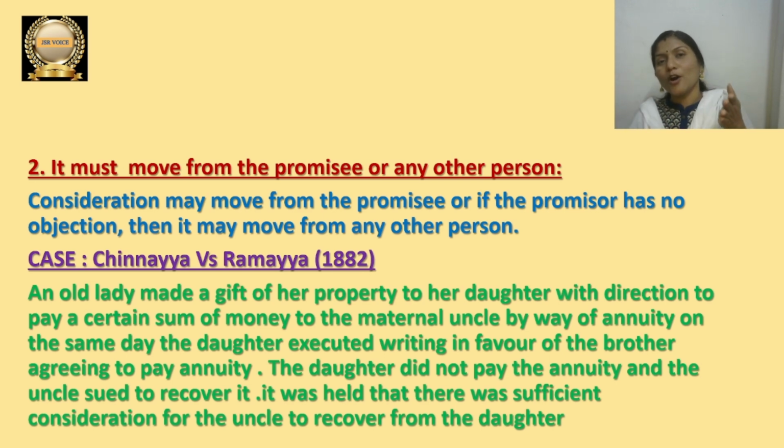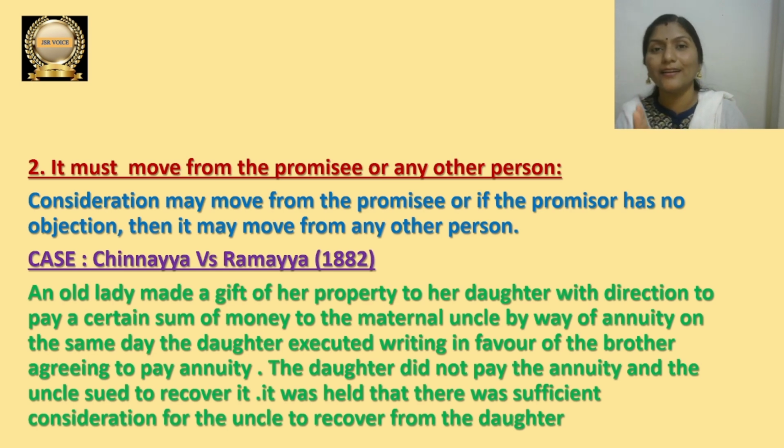And here there was no objection from the daughter at the time of the agreement. Later she refused to pay money, but at the time of the agreement she did not have any objection, so she was ready. She asked her mother to transfer the property and she agreed to pay money to the uncle. So here consideration is not moving from the promisee, it is moving from another party, that is the old lady.